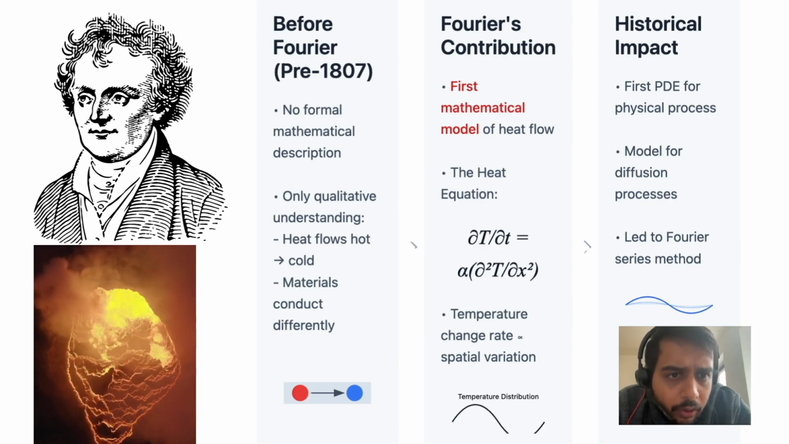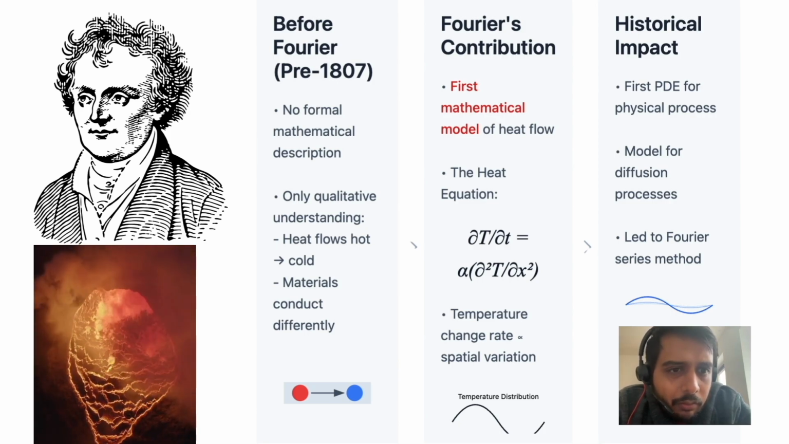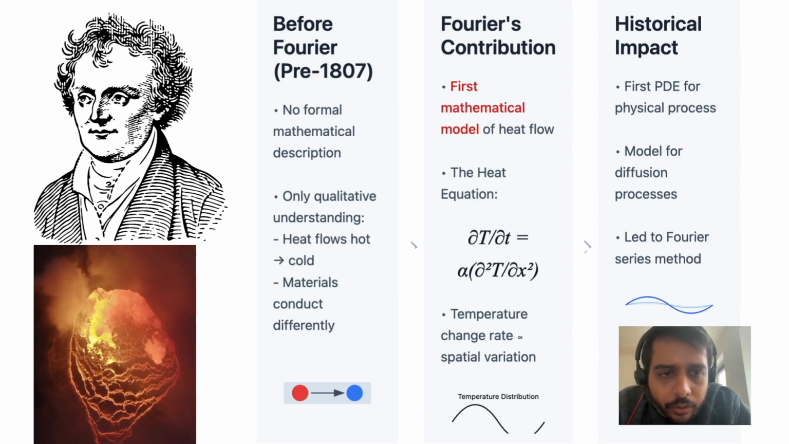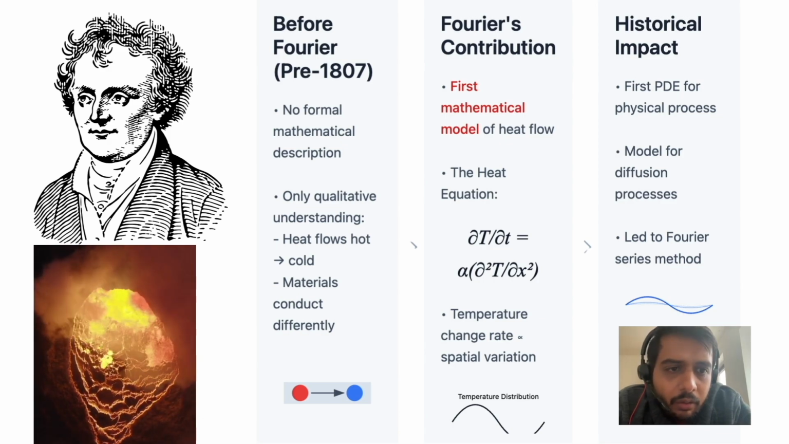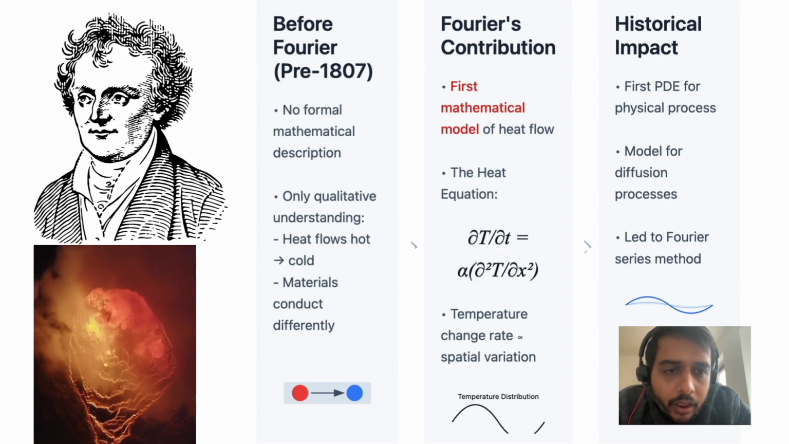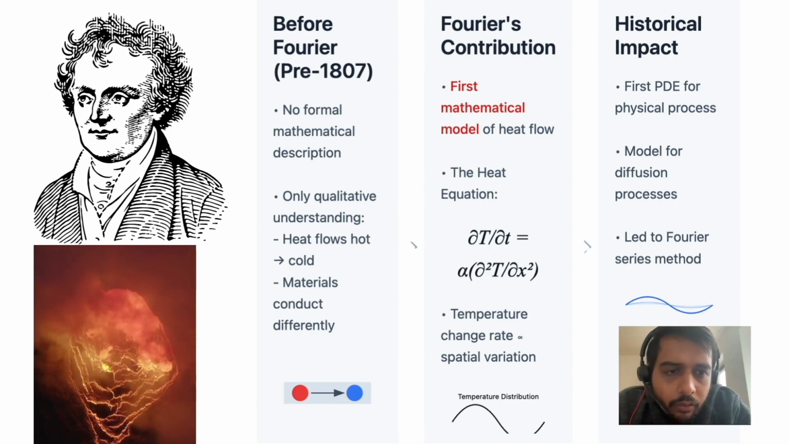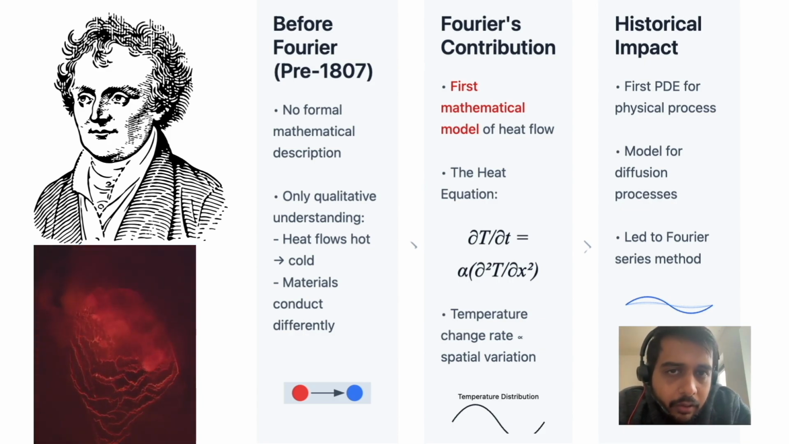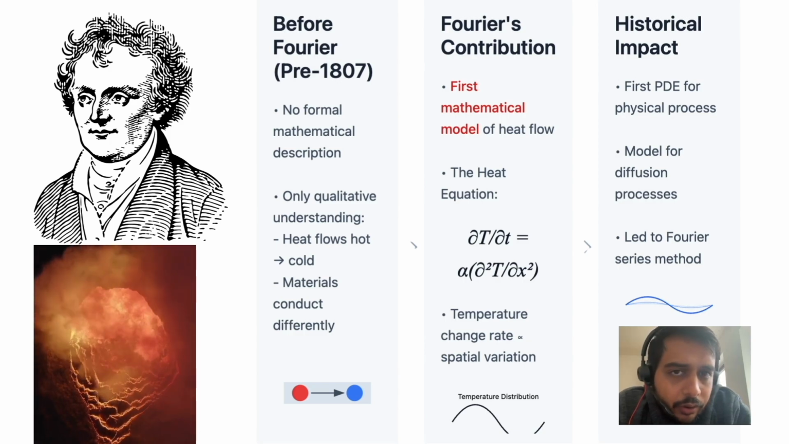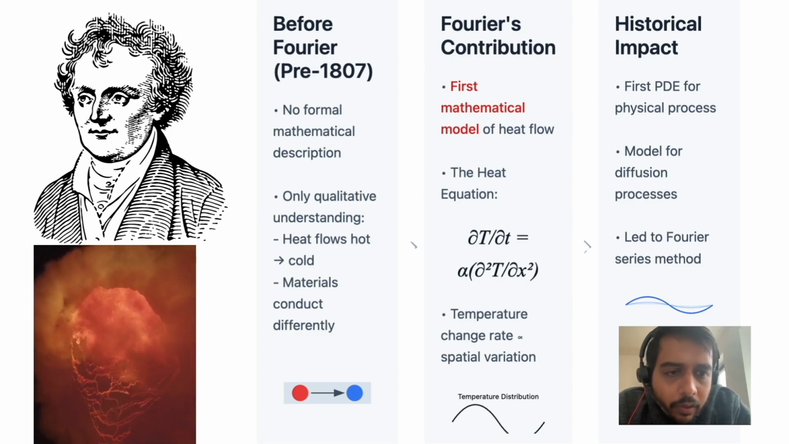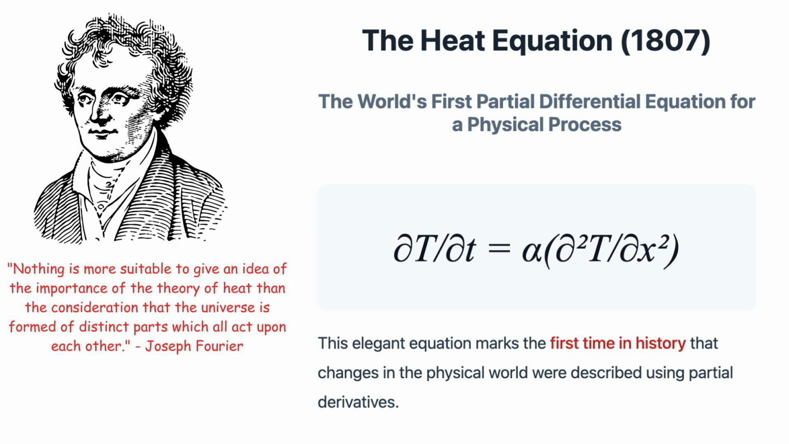Before Fourier, there was no formal heat equation. Heat flow was understood only qualitatively. We knew that heat would move from hot to cold regions, and that different materials would conduct heat differently, except that there was no mathematical way to represent the heat flow. Fourier was the first person to actually write down something that explains how heat flows, which is now known as the heat equation.